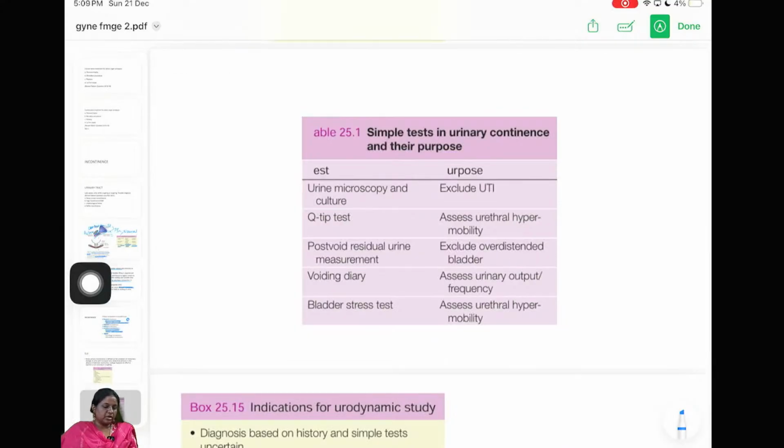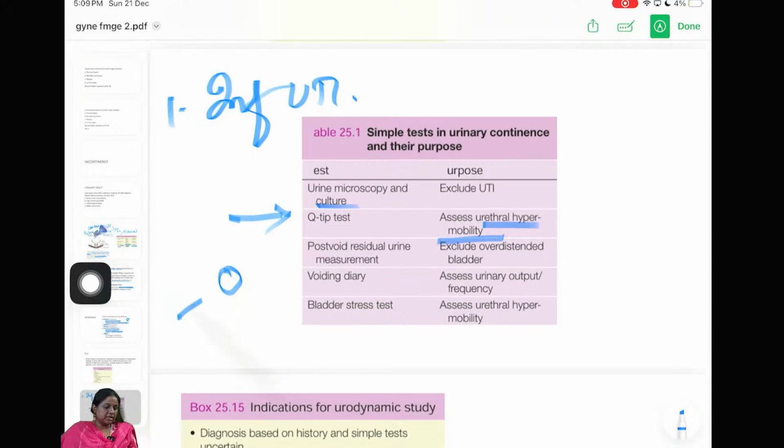So what is the test that you actually do in urinary incontinence? First and foremost, rule out infection. UTI has to be ruled out, so do a culture. Understood? And then there is the Q-tip test. Q-tip test is to understand urethral hypermobility. You have to insert a Q-tip, the cotton bud, into the urethra, and measure the normal angle from the plane. When you ask the patient to cough, this Q-tip will move. So what happens? The angle. If the angle is more, that means the mobility is more.